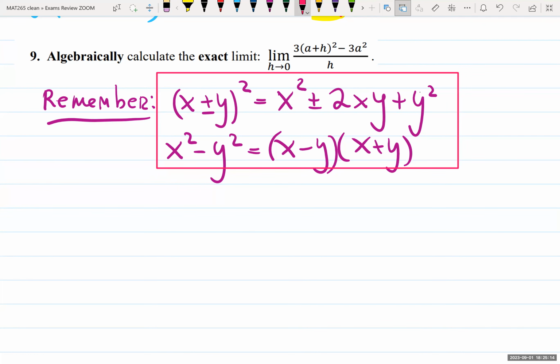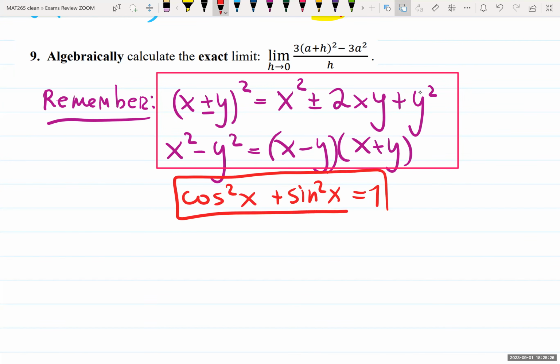And one more formula, some people were talking in the chat about tricks, is cosine squared x plus sine squared x equals 1. You'll be using that a lot. That means sine squared is 1 minus cosine squared, or cosine squared is 1 minus sine squared. So you can find any of these by taking 1 minus the other guy.